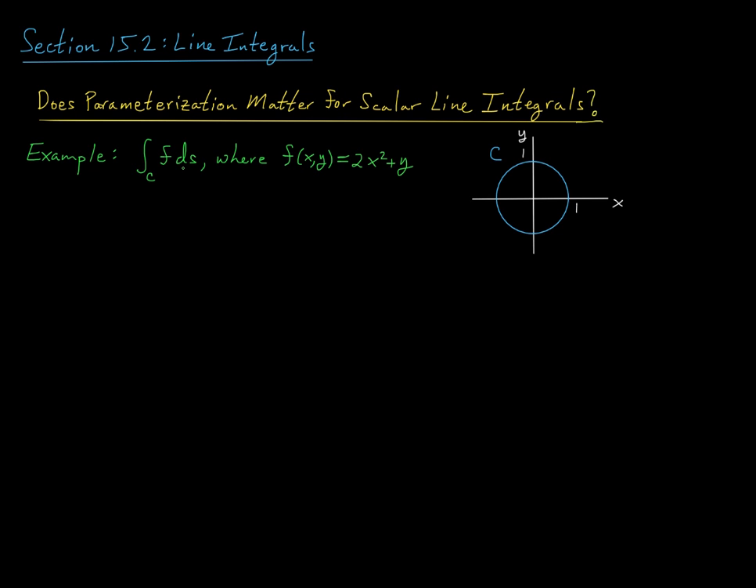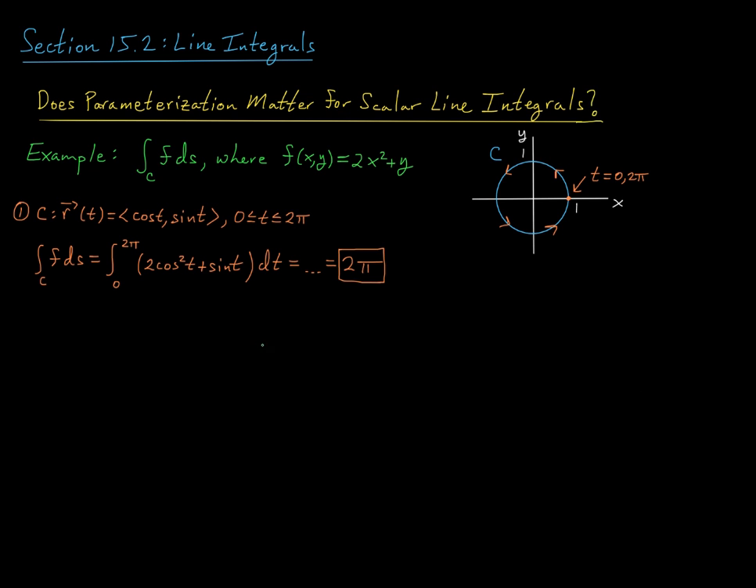To illustrate, let's take the function f of x,y is 2x squared plus y, and we're going to take the line integral of this function over the unit circle. To start, I'll parameterize the circle by letting x equal cosine t and y equal sine t, and we'll let t vary from 0 to 2 pi. So we plug in cosine t for x to get 2 cos squared t, and sine t for y to get plus sine t.